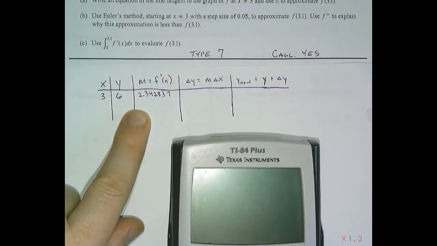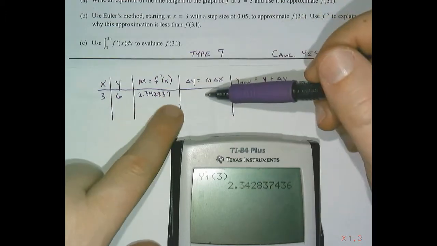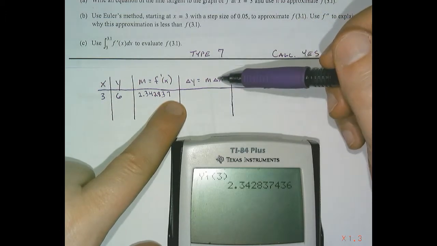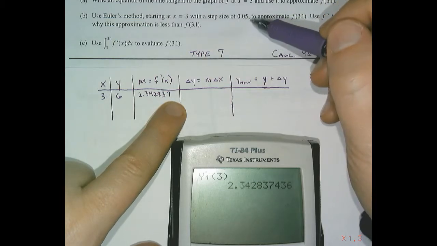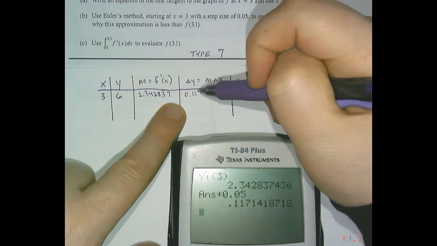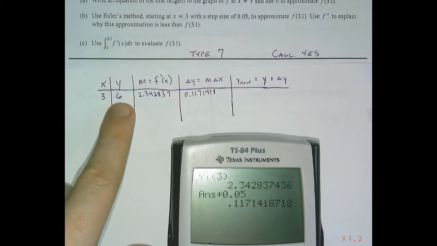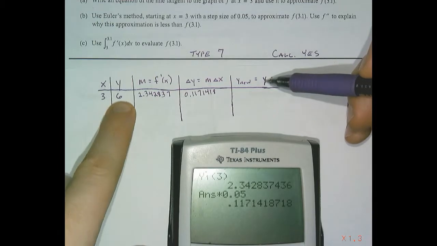Or what we could do is we could evaluate it from the home screen by going y1 of 3, okay, and that gives us the same value. And this is the approach that's going to be most beneficial for this table, because our next step is to take that answer and multiply it by our delta x. Well, they told us our delta x was 0.05, so let's take that answer and multiply it by 0.05. And we get 0.117418. And then we add that to the old y value, so y plus our delta y.